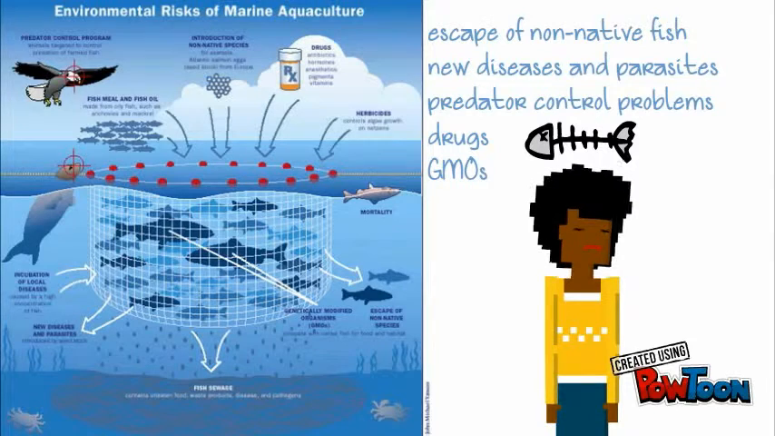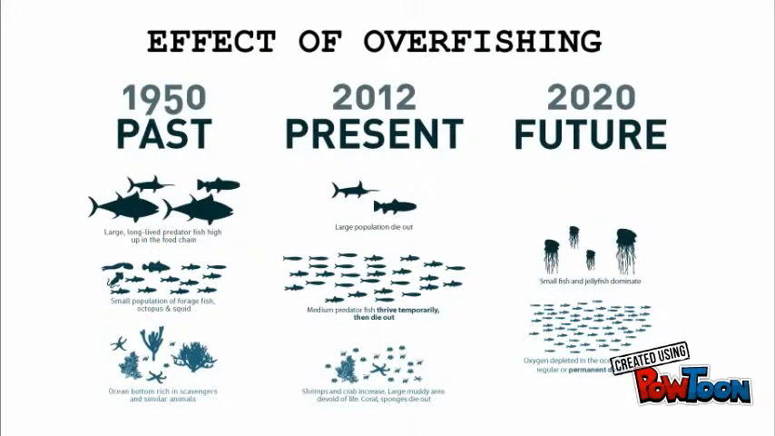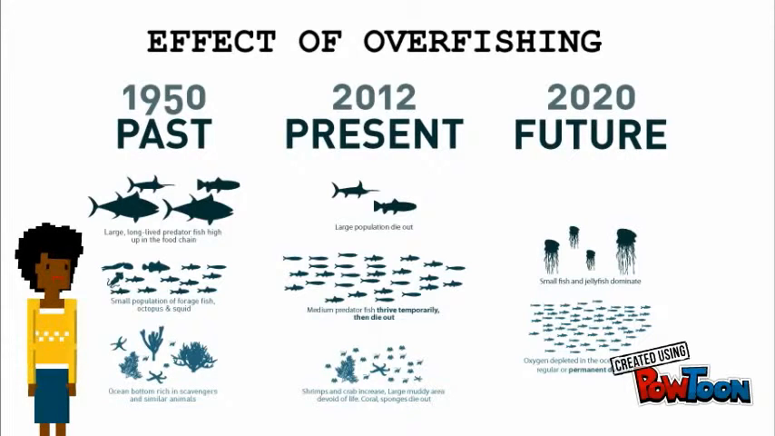But one of the biggest problems of aquatic production is overfishing. It is predicted that at the rate we are overfishing, and at the rate we are growing in population, in the near future, we will not be able to have as much fish as we are used to. And this is because of overfishing.